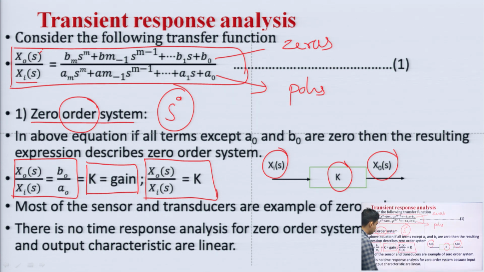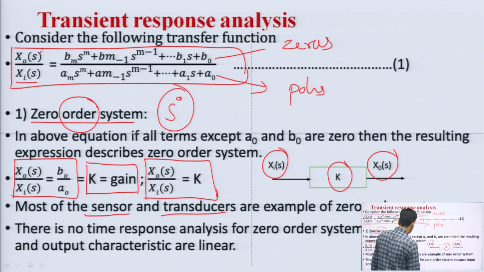Okay. Now if we discuss the feedback elements in a control system, the feedback elements are basically sensors and transducers. Okay. These are examples of 0 order systems. So, these systems belong to this category.